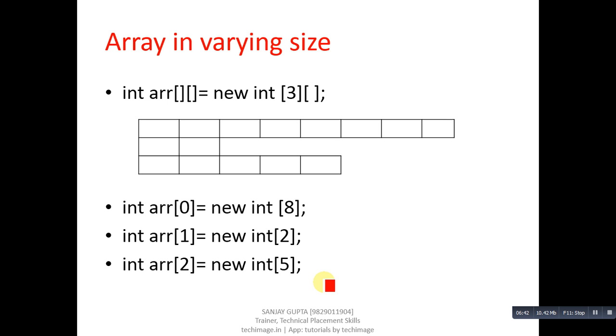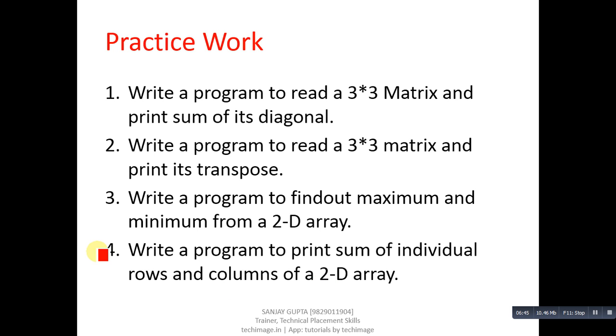With the help of this explanation, you can implement these programs. First, read a 3 by 3 matrix and print the sum of its diagonal. Second, read a 3 by 3 matrix and print its transpose. Then find the maximum and minimum of a 2D array. Then print the sum of individual rows and columns of a 2D array. I hope you have implemented all these logics in C programming, so you just have to convert those programs to Java. Implement these programs so that you can understand the concept of 2D arrays well.